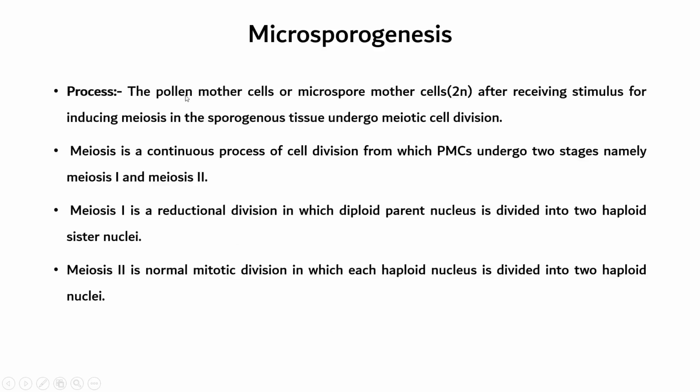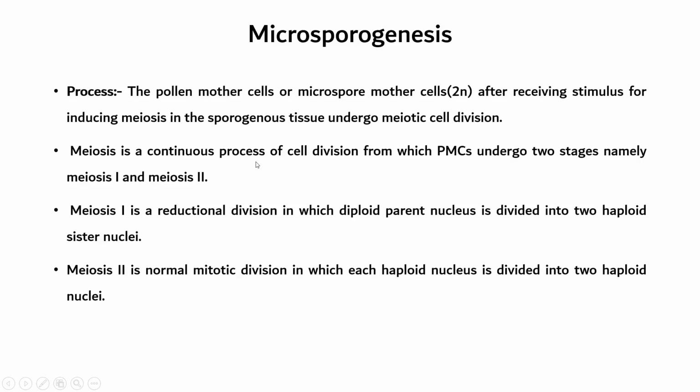Now let us see what the process is. The pollen mother cells or microspore mother cells, after receiving a stimulus for inducing meiosis in the sporogenous tissue, undergo meiotic cell division. Meiosis is nothing but the reductional cell division, in which the chromosome number is reduced to half. That means the resulting cells are always haploid. This is the characteristic feature of meiosis.